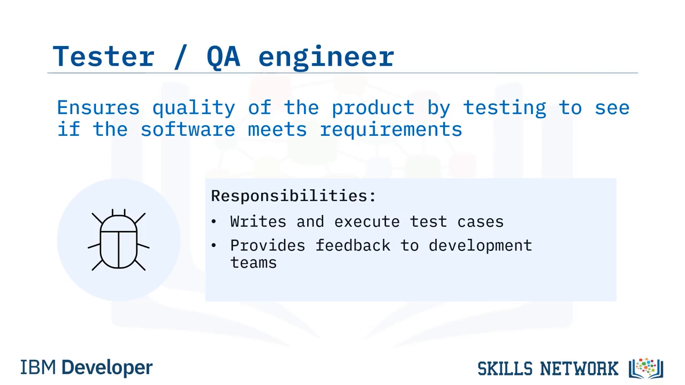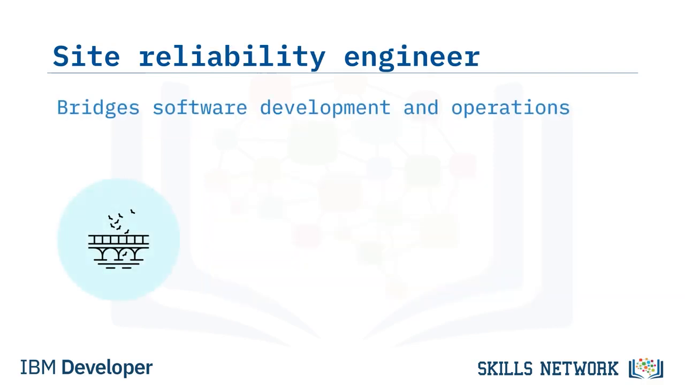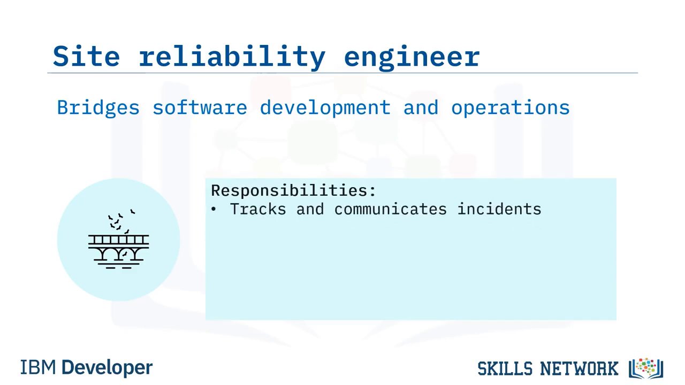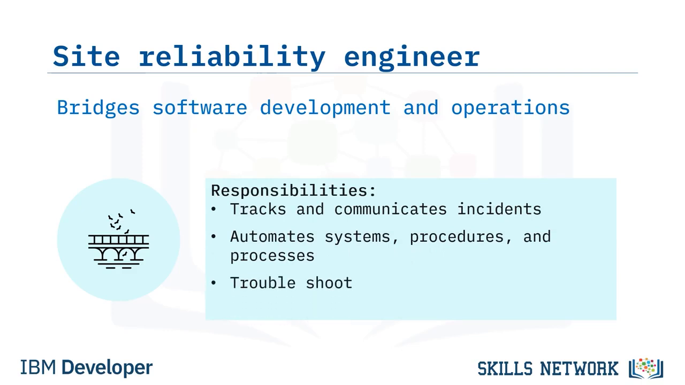to the development teams. A site reliability engineer, sometimes called an SRE or ops engineer, bridges development and operations by combining software engineering expertise with IT systems management. They track incidents and facilitate meetings to discuss them. They also automate systems, procedures, and processes, assist with troubleshooting, and ensure reliability for the customer.